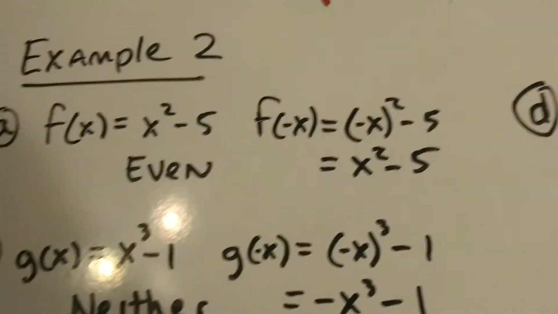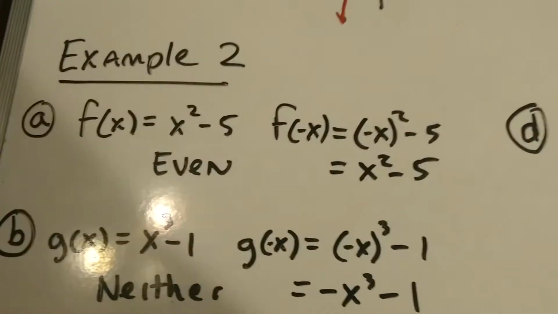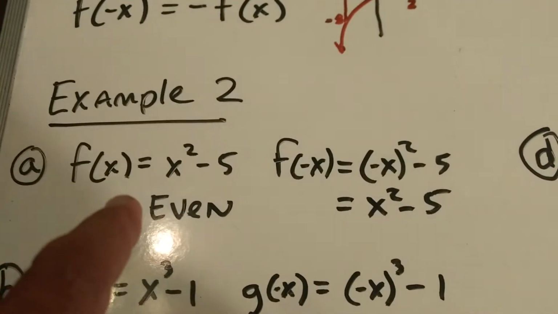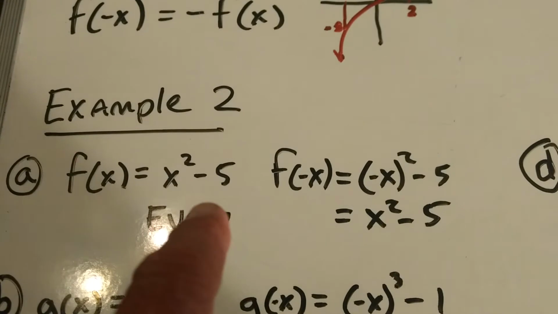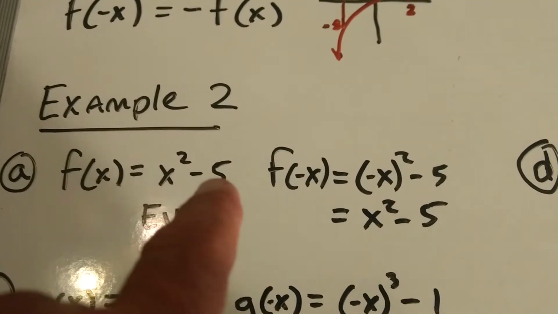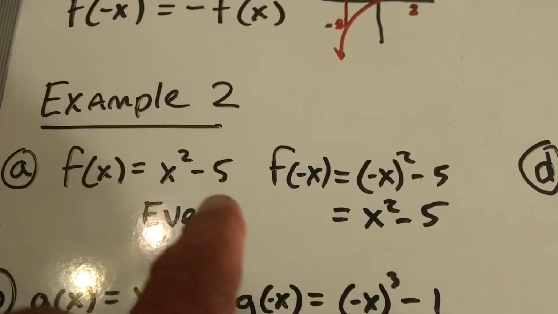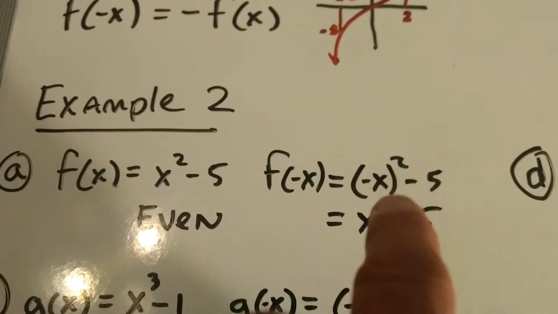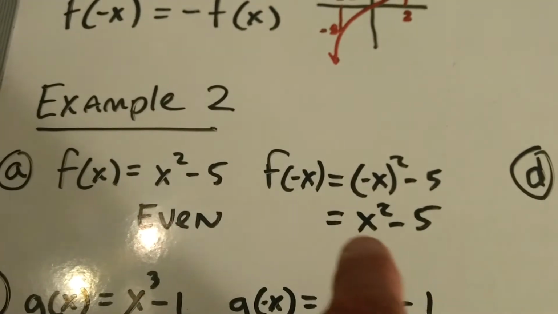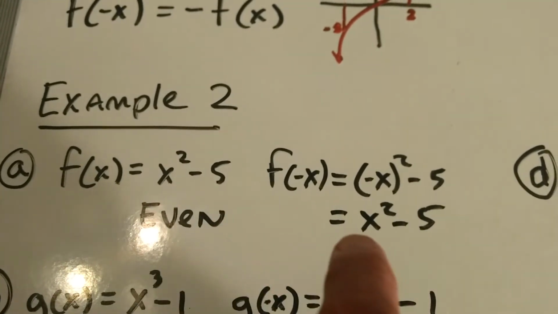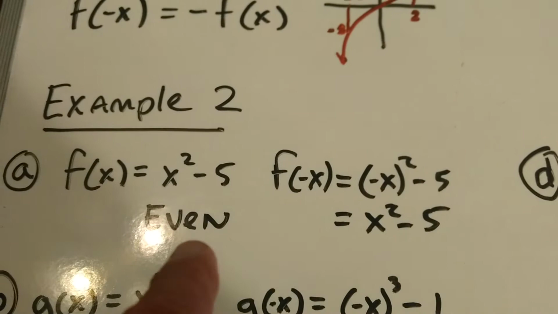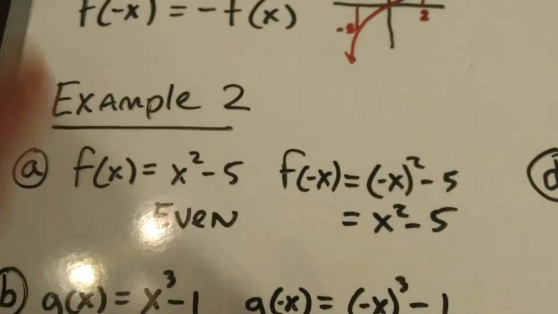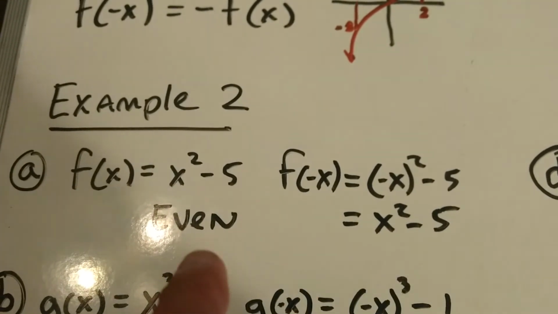Let's look at example 2. This is where we do it algebraically. Looking at it algebraically, if I have f of x equals x squared minus 5, see how the x squared is positive, the 5 has a minus sign. So when I stick a negative x in there, the negative x comes here, it's squared, becomes positive. See how nothing has changed. The x squared is still positive, still has a minus in front of 5. Because the sign hasn't changed in any of my terms, this is even.